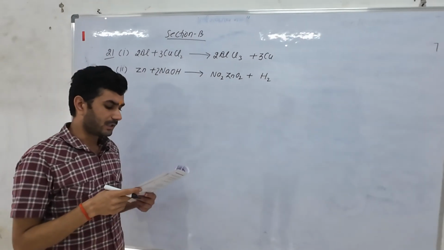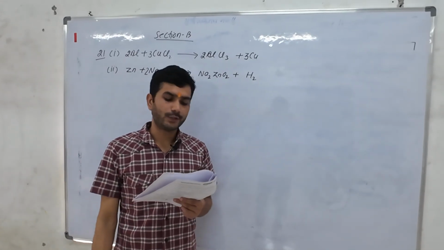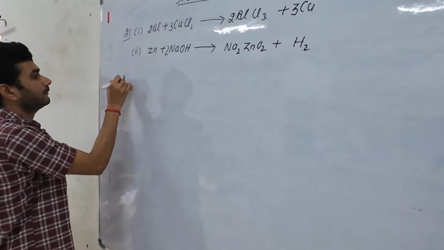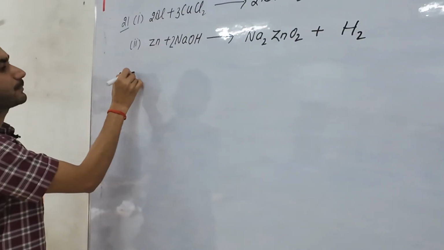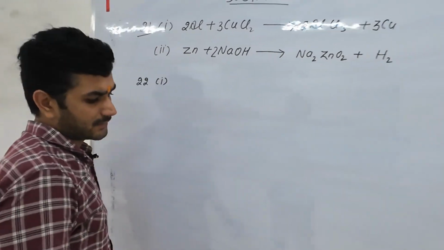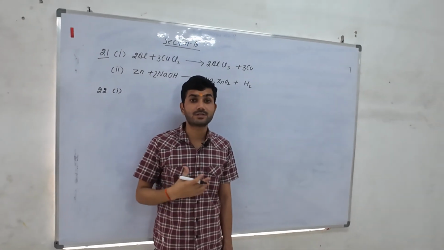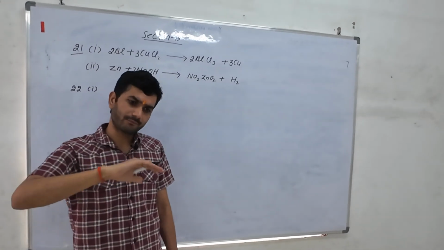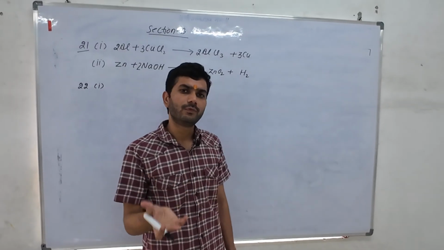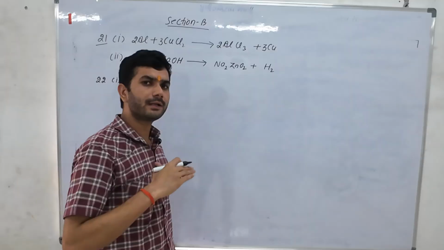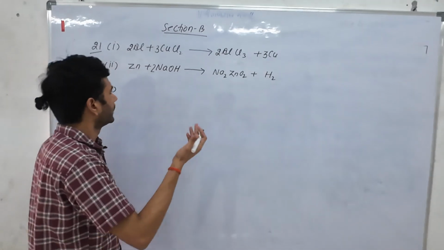Now we will move toward the next portion, question number 22. The first part asks: what is an alloy? As we discussed in the classroom also, an alloy is a homogeneous mixture of a metal in which we add impurities, which may be the same metal or different kinds of metal.